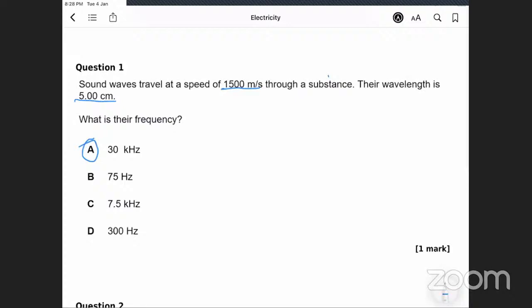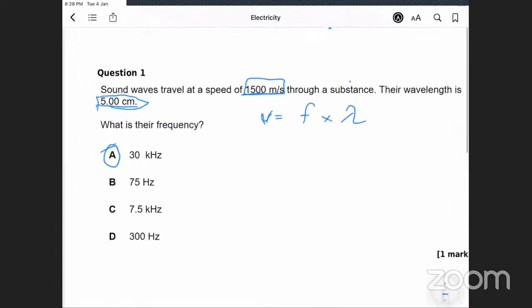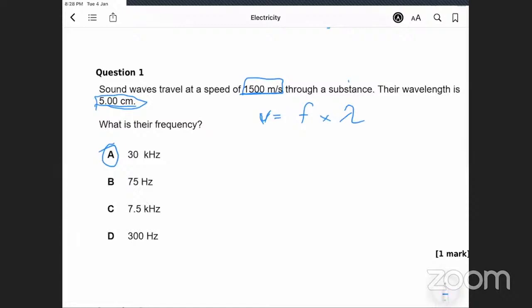With this one, you're given a speed, and you're also given the wavelength. So the only equation you can apply is the wave equation: V equals frequency times lambda. Here, your speed V is 1,500, and the frequency is what we're looking for, times lambda. This is given in centimeters, so you need to convert it to meters, the SI unit.